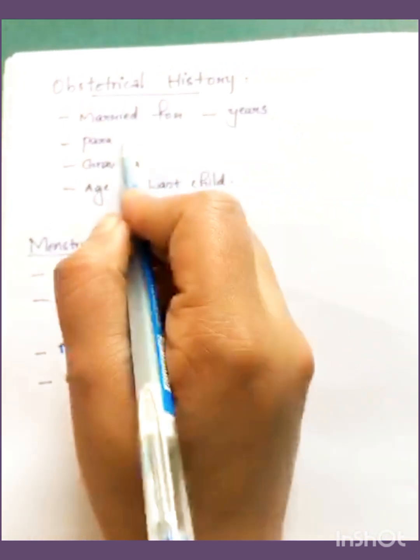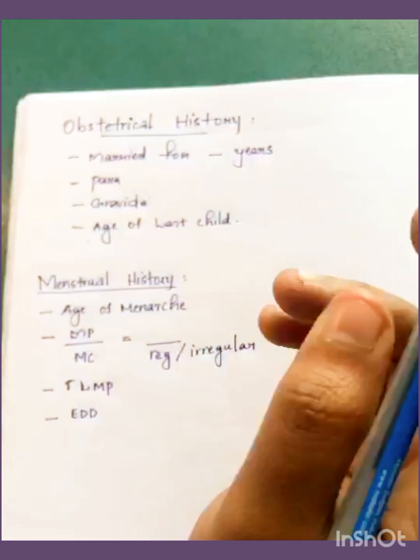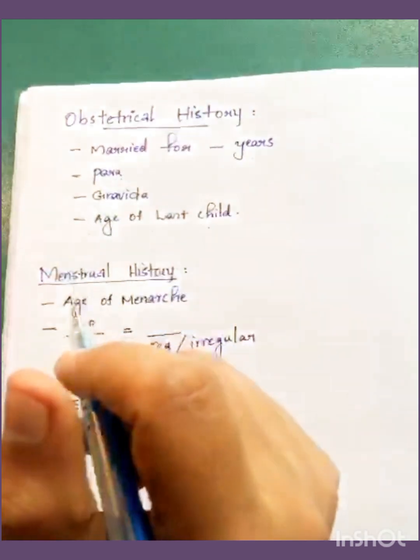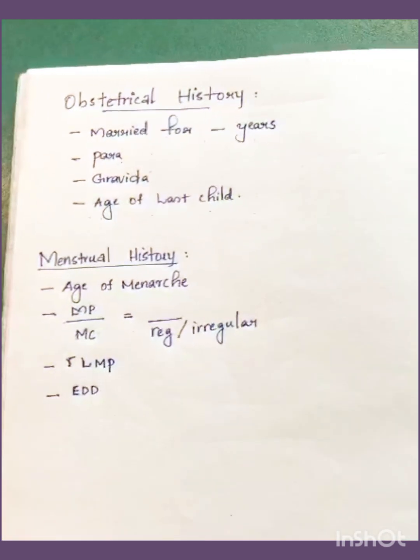Married for how many years? Para, gravida and age of last child. So, para, what do you mean by para? It is the number of deliveries after the age of viability.